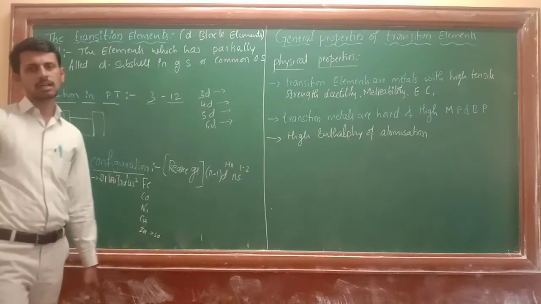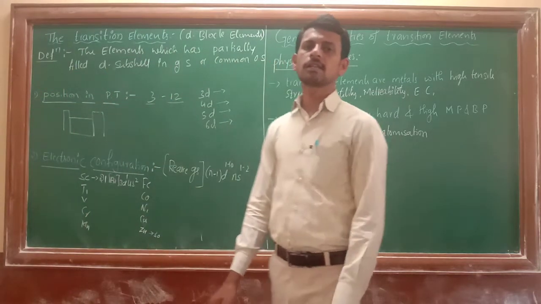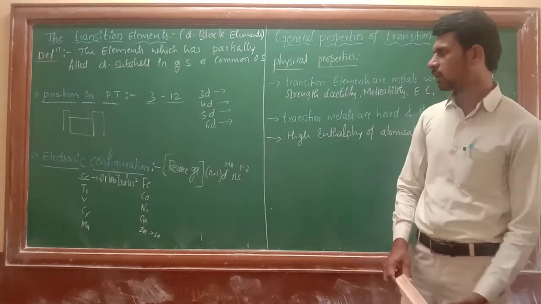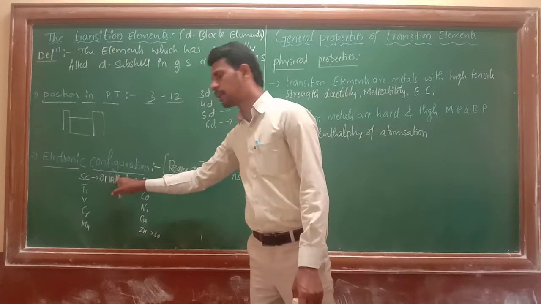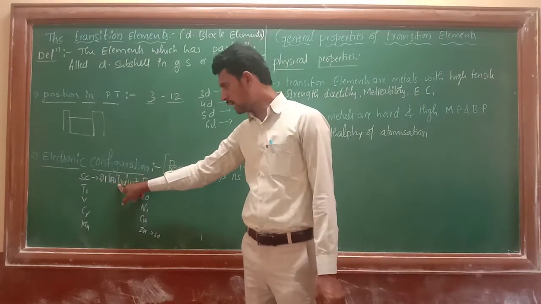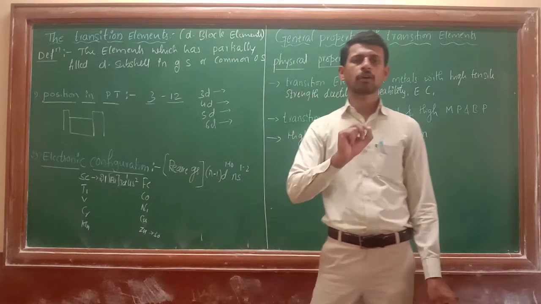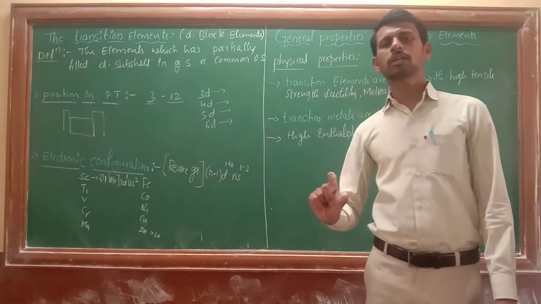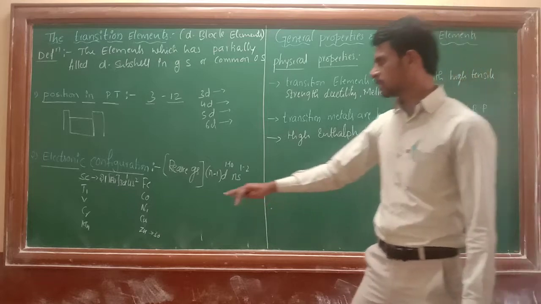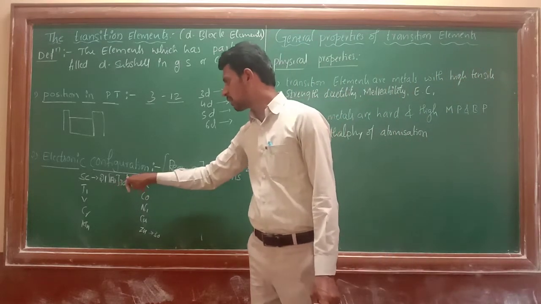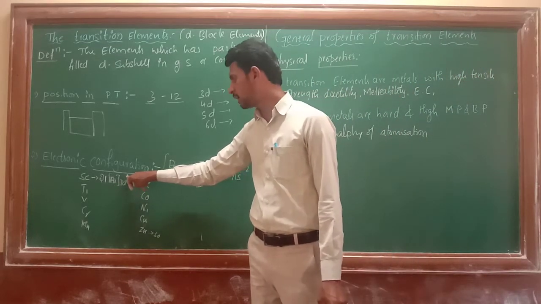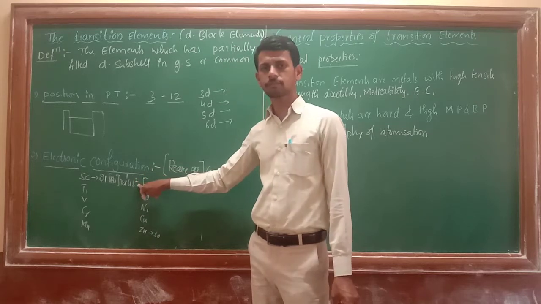Here argon is a noble gas. Its atomic number is 18. When you write argon in brackets, it represents the 18 electrons of the configuration. Then the remaining are 19, 20, 21.